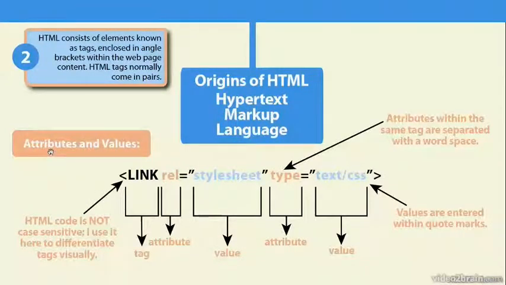We also have things called attributes and values. So you can see here I've got the link tag within the angle brackets, but I've also put things called attributes and values in here. An attribute is an option for that tag, and then the value tells you which option we used. HTML code is not case sensitive, by the way. I use caps here to differentiate tags visually.